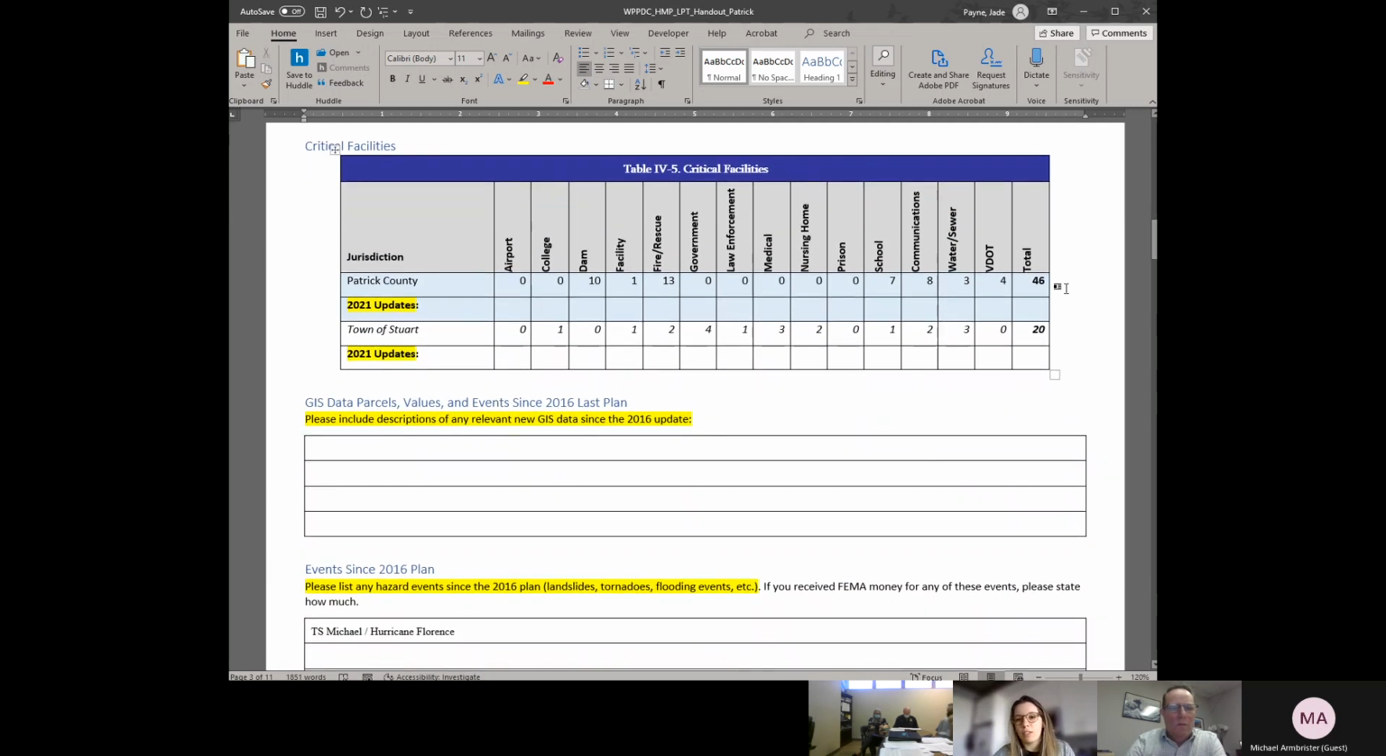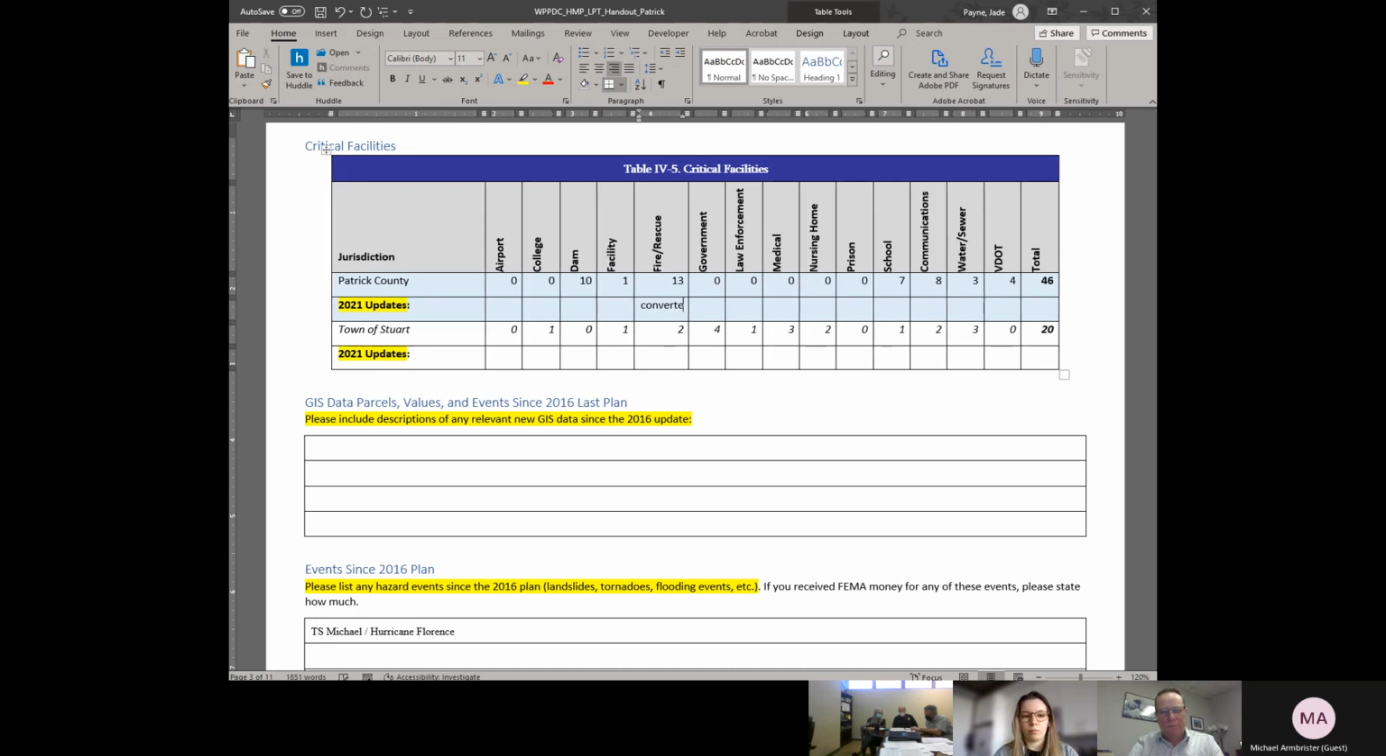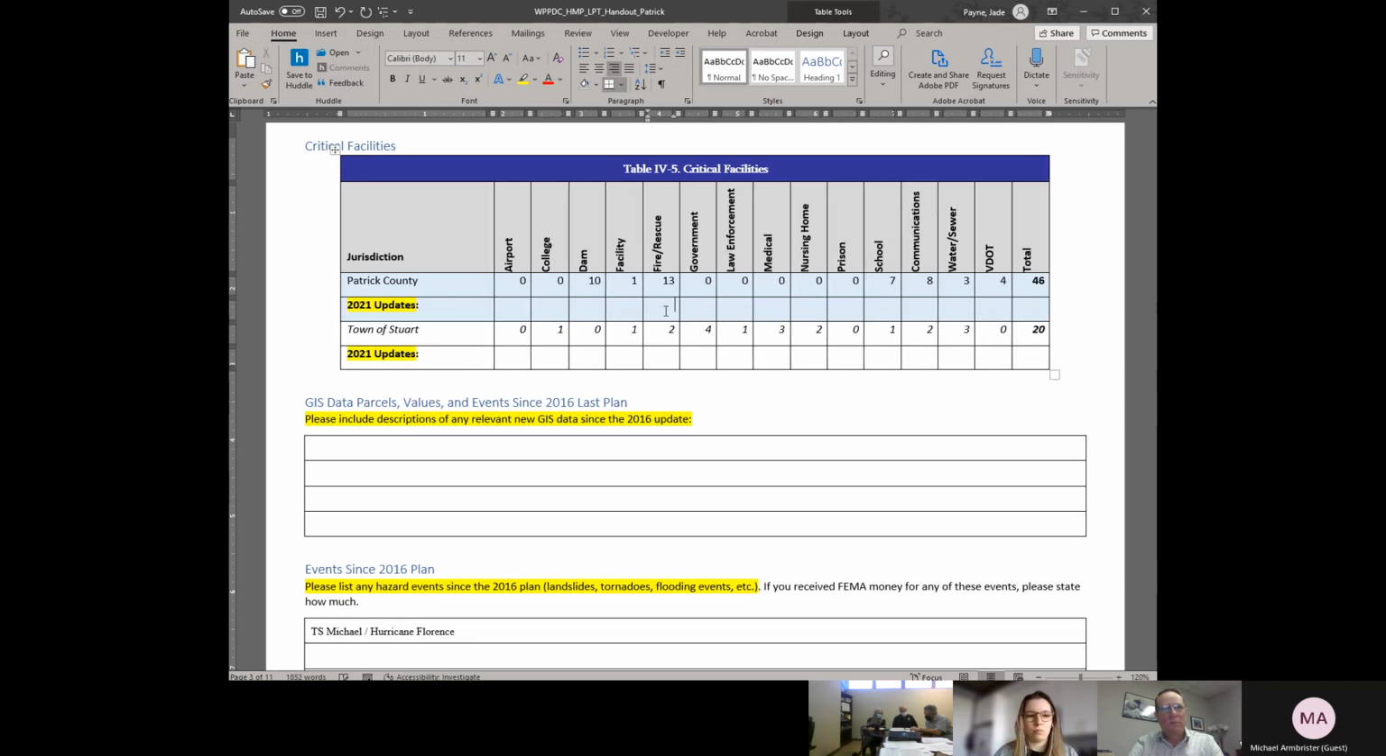Critical facilities. So this table, it's more of just the basic one that FEMA provides. So it's just basically giving you a tally of any critical facilities, such as fire and rescue, government buildings, schools, things like that. So if you've had any decommissions or any new buildings, I remember you said that you converted a building into fire and rescue. But if you have any other updates to critical facilities, you can take those. Anything else? Do you think of anything at all, Terry? That's the only one that I can think of.